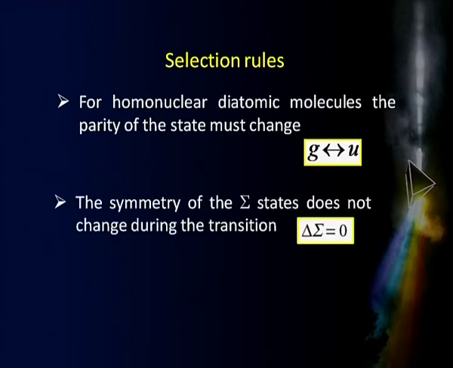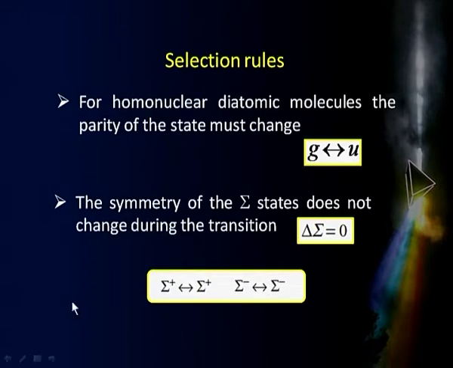I am sure that you know about the parity here, because we talked about it when we talked about molecular orbital theory. Yet another selection rule is that the symmetry of the sigma states does not change during the transition, which means we can have a sigma plus to sigma plus transition, or sigma minus to sigma minus. The other way around, that means plus to minus or minus to plus, is not allowed there.